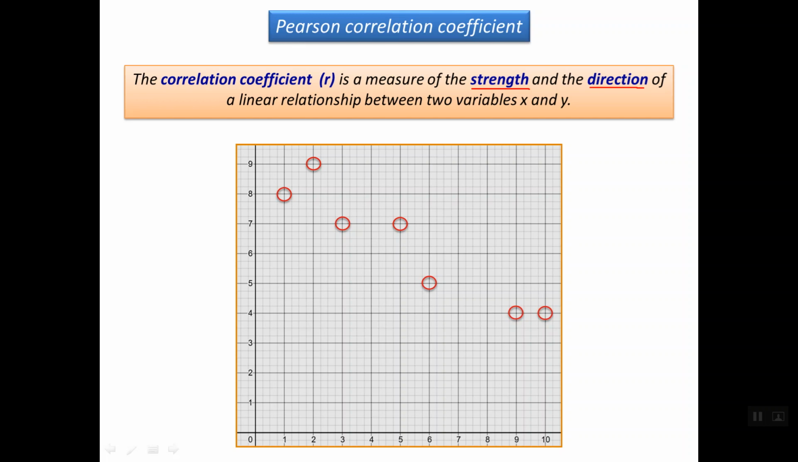Before starting the calculations related to the Pearson correlation coefficient, it is better to draw the scatter plot for the observation in the coordinate, just to have a general idea regarding the direction and the strength of the observations. For example, the scatter plot drawn in this graph simply represents a negative direction for the correlation.